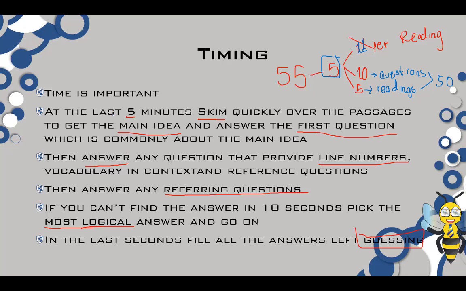So that's the first thing that we should do. Then answer any questions that provide line numbers, vocabulary in context, and reference questions. Then answer any referring questions. And if you can't find the answer in 10 seconds, pick the most logical answer and go on. Finally, in the last seconds, fill all the answers left by just guessing. So this is the order you should follow to answer the exam in the last 5 minutes.